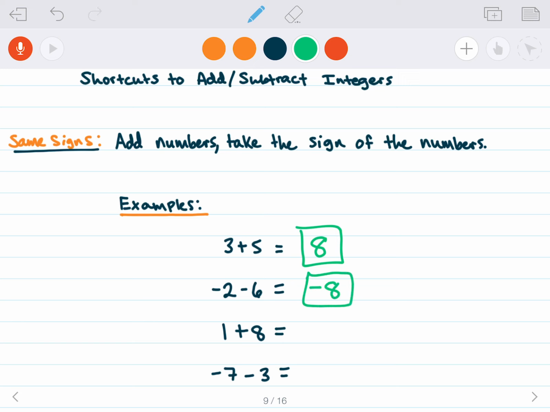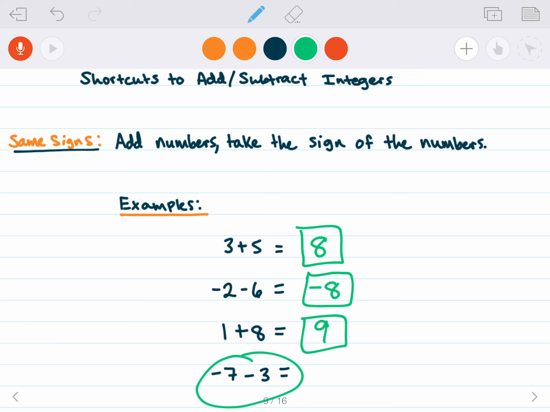Again, you can think about your number line for all of these. If we start at negative 2 and we hop 6 units to the left, we're going to be at negative 8. Right here, we have 2 positive numbers, so those are the same signs, so we can add them. 1 and 8 makes 9, and it's positive since both of those are positive.